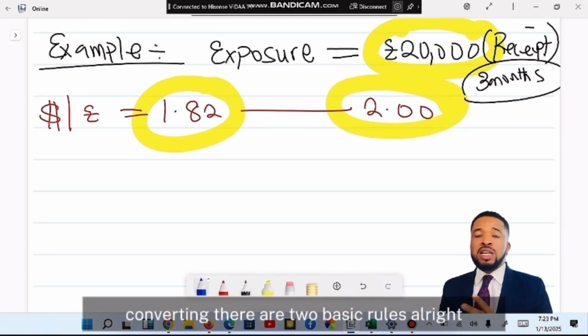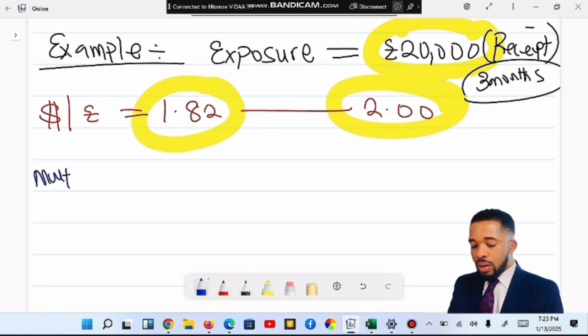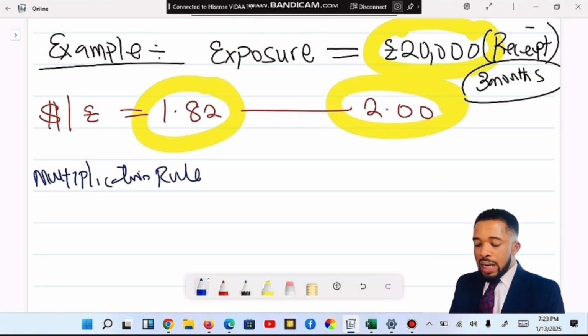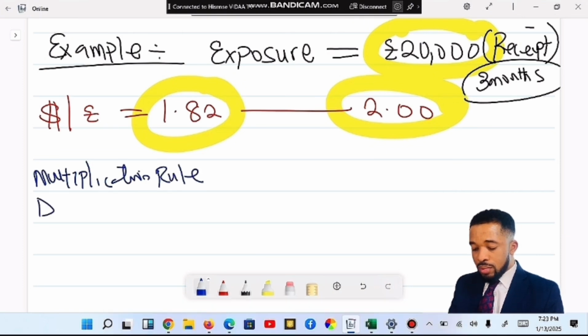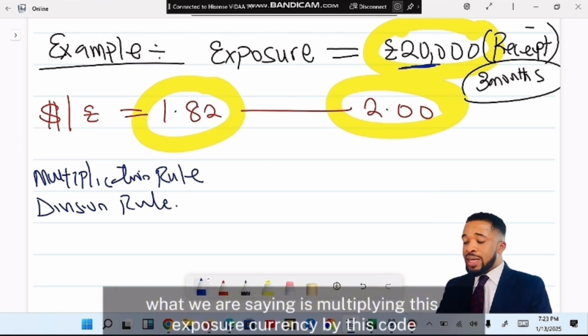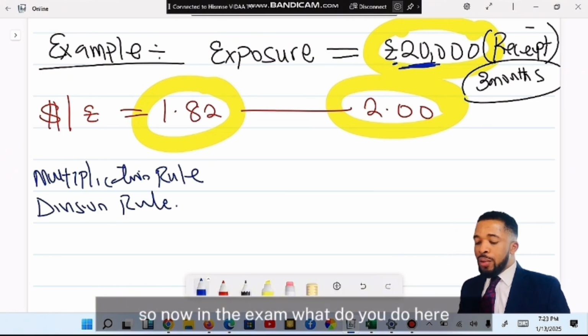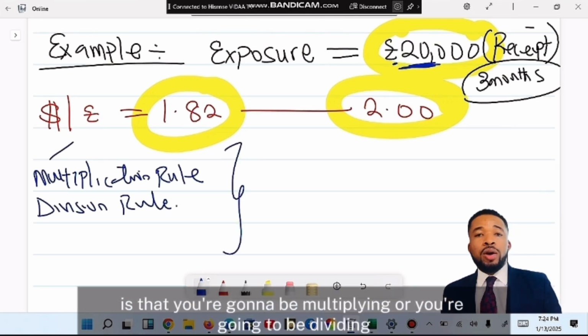Now, if I'm expected to convert this $20,000, there's a video I made on how to do conversion, right? Converting, there are 2 basic rules, all right? The first rule is the multiplication rule. And the second rule is the division rule. Now, what we are saying is multiplying your exposure currency by this quote, or dividing by the quote, right? So now, in the exam, what do you do here? There can only be one method or one approach. It's either you're going to be multiplying or you are going to be dividing.